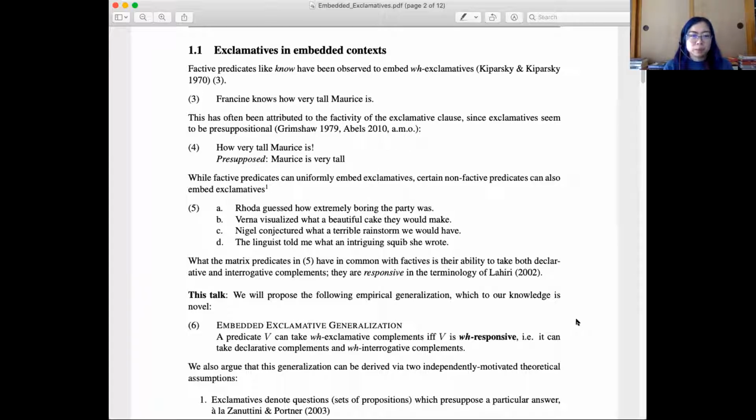So today we'll propose the empirical generalization in 6, which to our knowledge is novel. It's that a predicate can take WH exclamative complements if and only if that predicate is WH responsive. That is, it can take declarative complements and WH interrogative complements.